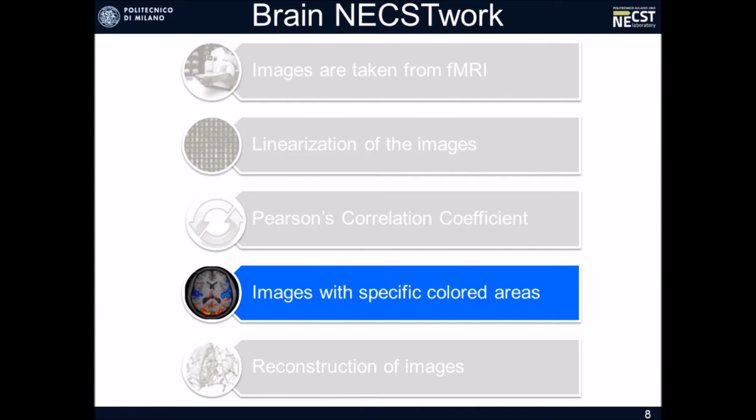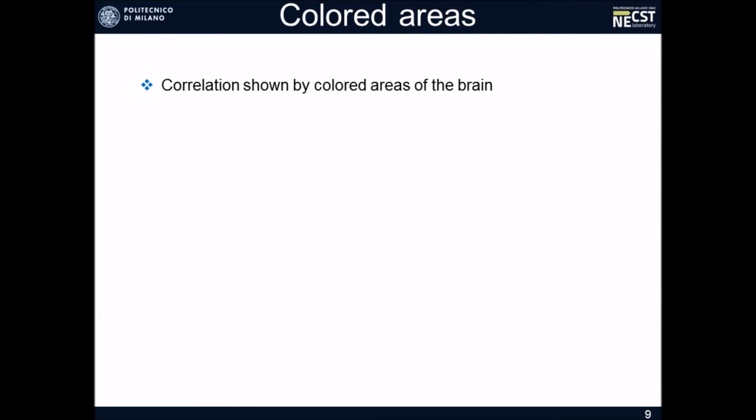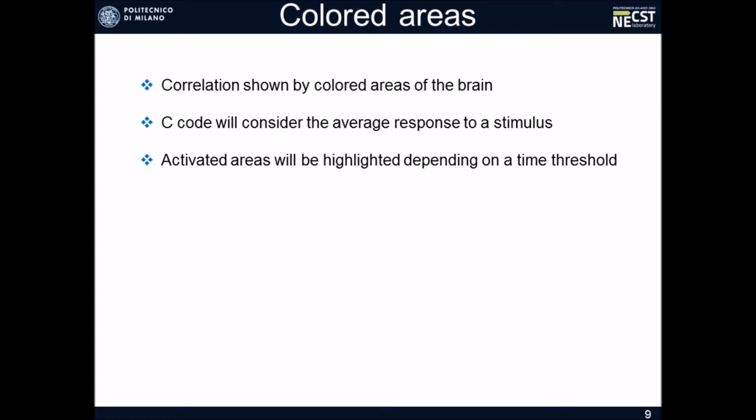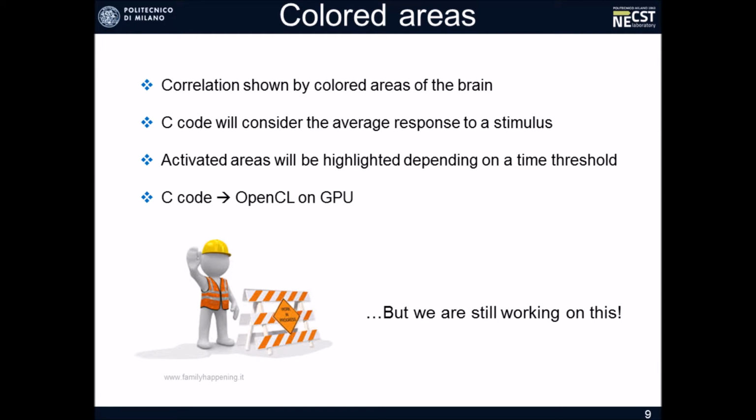Once PCC has been calculated, our idea is to create 2D images, where activated areas are colored. Correlation will be shown by colored areas of the brain. The idea is to create a C code, which will consider the average response to a stimulus. Activated areas will be highlighted, depending on a specific time threshold. This C code will be translated to OpenCL and will be run on GPU. But we're actually still working on this.